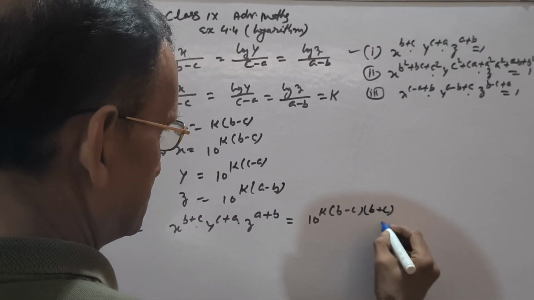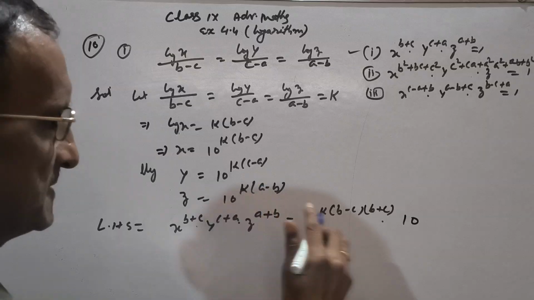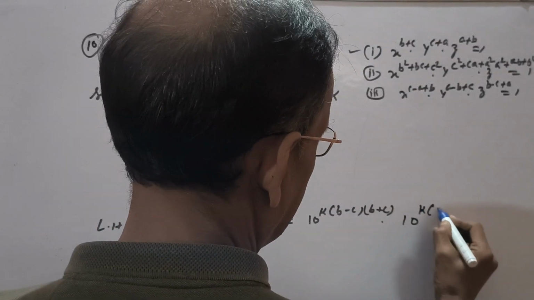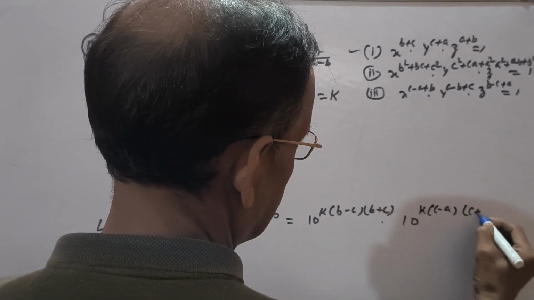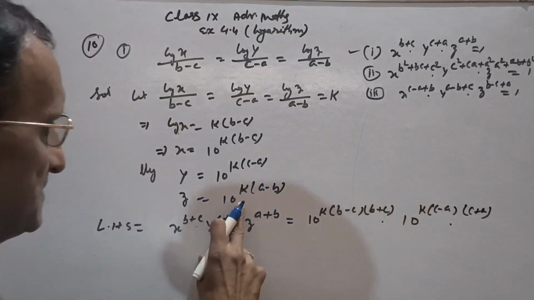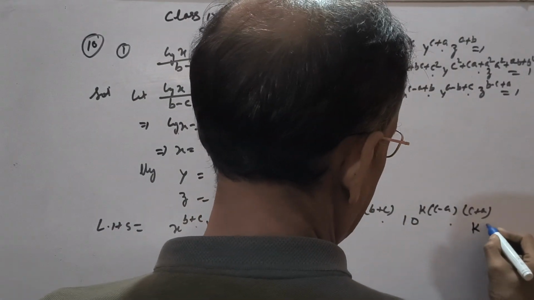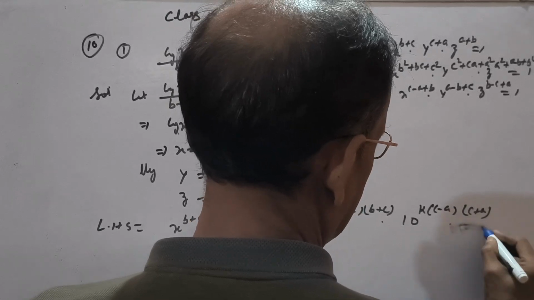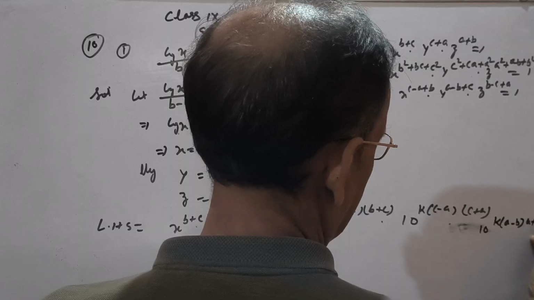Okay. Similarly, y value is 10 to the power k into c minus a, and c plus a was there. And z equal to 10 to the power k into a minus b, and a plus b was there.